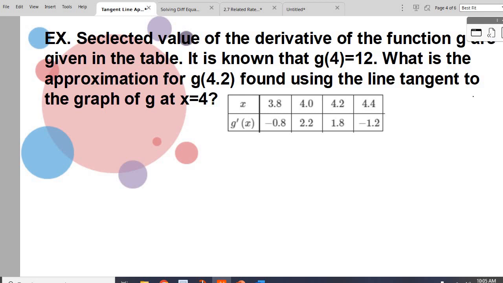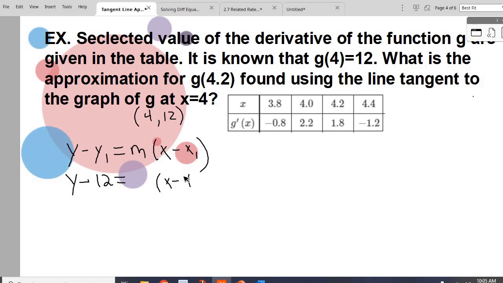So again, we're just using our y minus y1 equals m times x minus x1. What's the point that they give us? They don't technically give it to us as a point, but what is the point? 4, 12. Alright, so that means that I have y minus 12 equals, and I'm going to have an x minus 4.